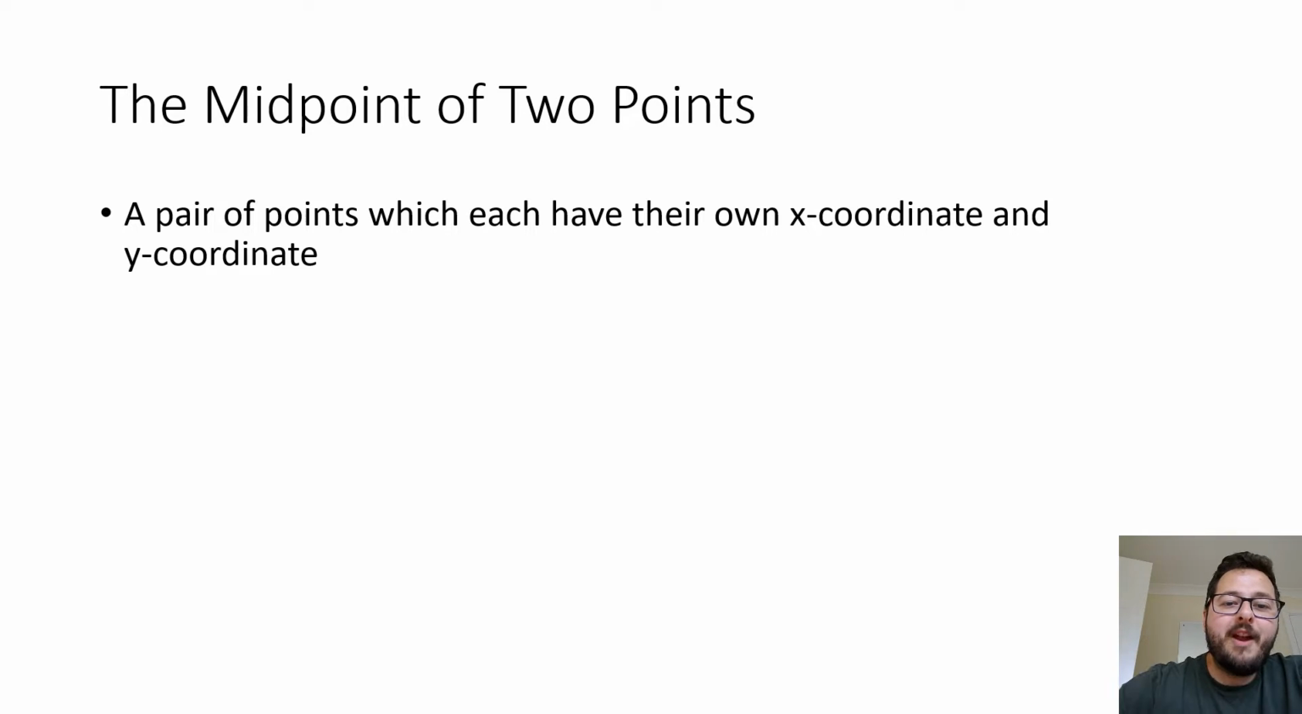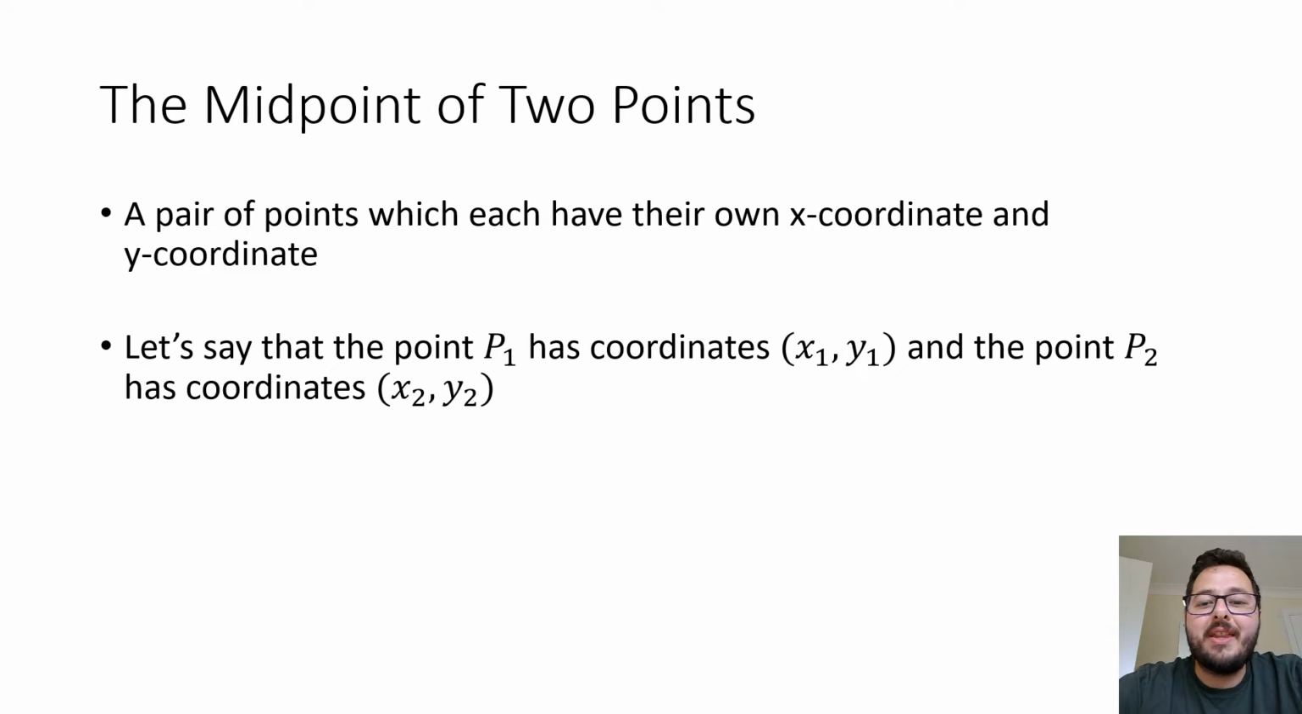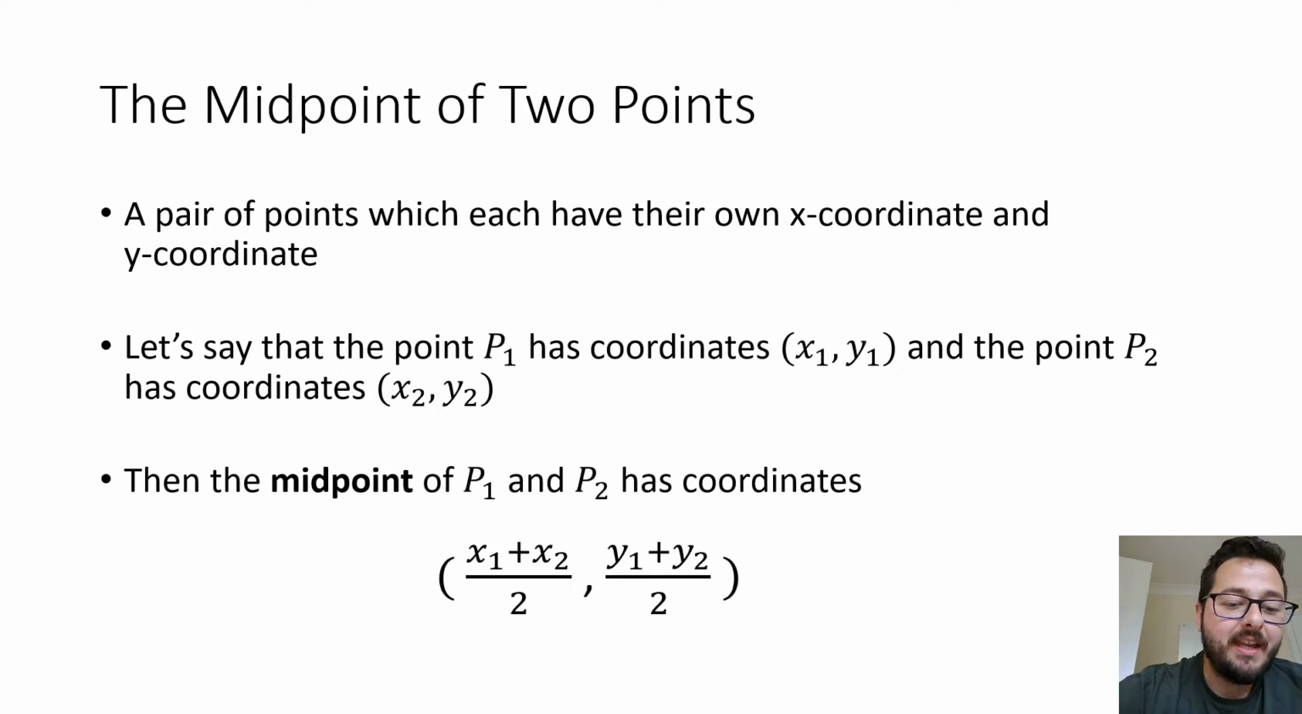Okay, so a pair of points will each have their own x coordinate and y coordinate. So let's say that the point P1 has coordinates x1 and y1, and the point P2 has the coordinates x2 and y2. Then the midpoint has the coordinates x1 plus x2 over 2 and y1 plus y2 over 2. But you can think of it as the first coordinate is the average, or the mean, sorry, of the x coordinates, and the y coordinate is the average of the y coordinates. You just add them up, divide them by 2.